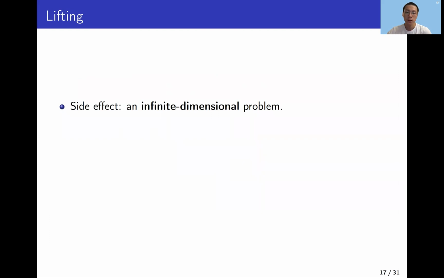For practical usage, traditional lifting discretizes the probability space into several labels. But to achieve an accurate result, we need a lot of labels, which requires huge memory space.